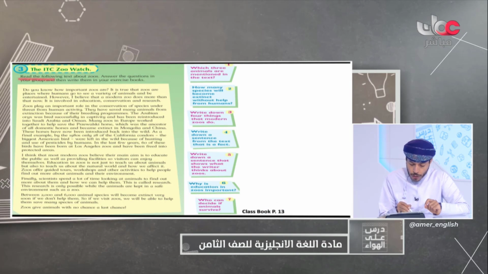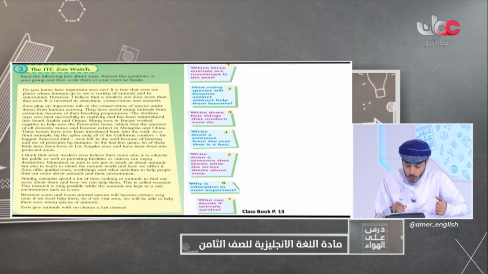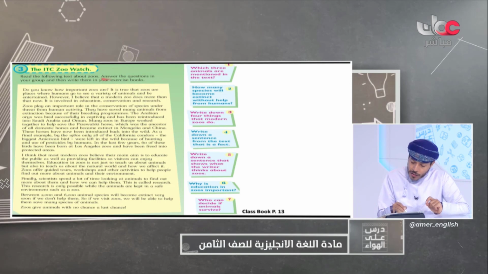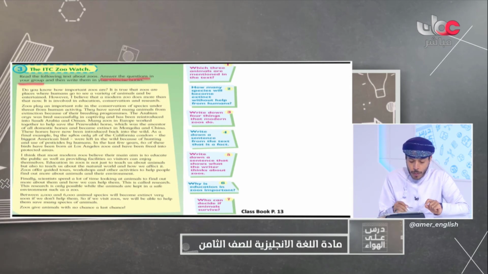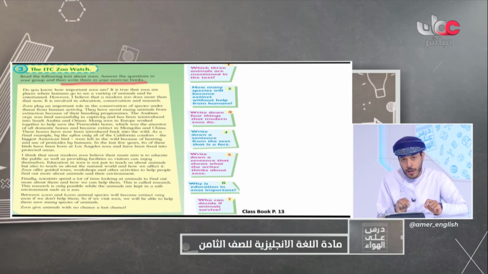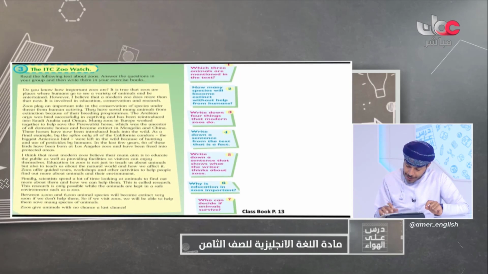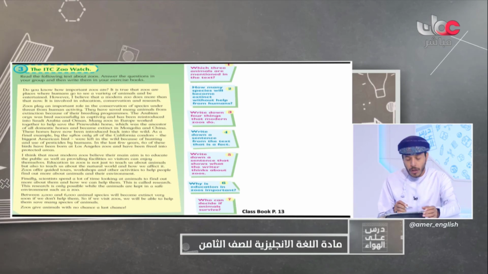You are going to read the following text about zoos. And here zoos is a plural noun for the word zoo. Okay? And I think you know what a zoo means. We have discussed it in the previous lesson. Answer the questions in your group and then write them in your exercise book. So we have here how many questions? We have 7 questions.